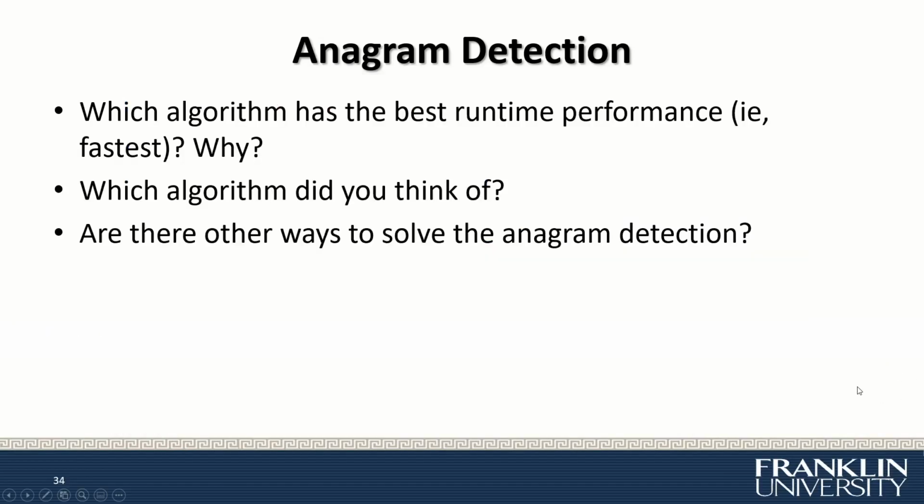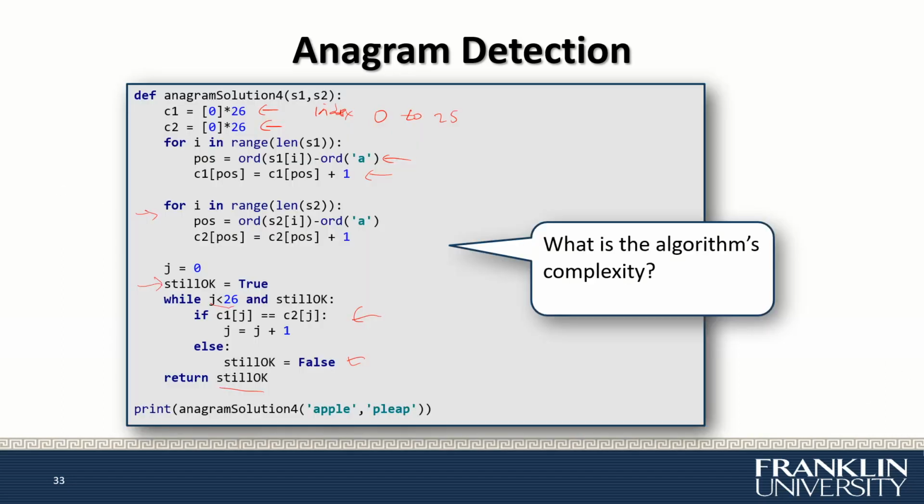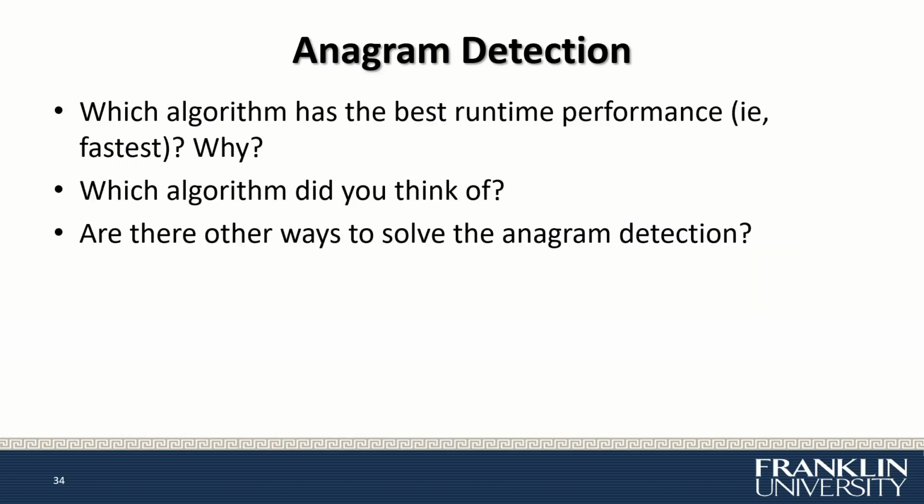Given what we talk about here, which algorithm has the best runtime performance? Think about the runtime. What is the algorithm complexity for the last algorithm here? We have basically 3 individual single loops. So what would be the algorithm complexity? And which of those algorithms, the one that I showed the code, had the best performance? In other words, runs the fastest. And can you think of another way to solve this anagram detection problem?